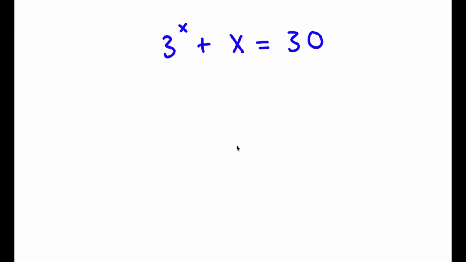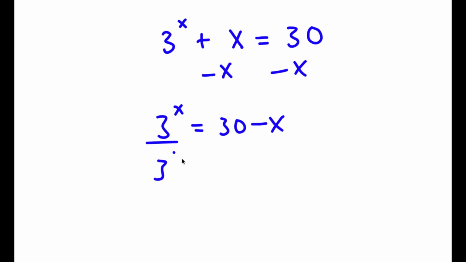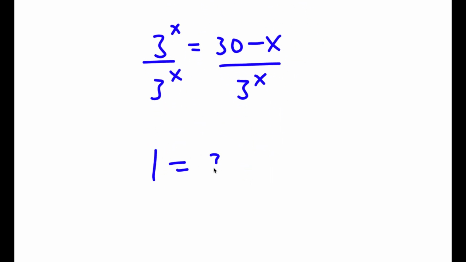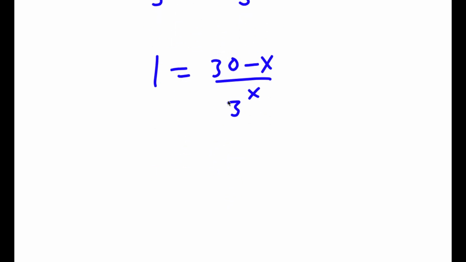Alright, so in this problem, I have 3 to the power of x plus x equals 30. So the first thing I'm going to do is subtract x on both sides. So now I have 3 to the power of x is equal to 30 minus x. Now I'm going to go ahead and divide both sides by 3 to the power of x. So now I have 1 is equal to 30 minus x over 3 to the power of x. Now I can also rewrite this as 30 minus x times 3 to the power of negative x.